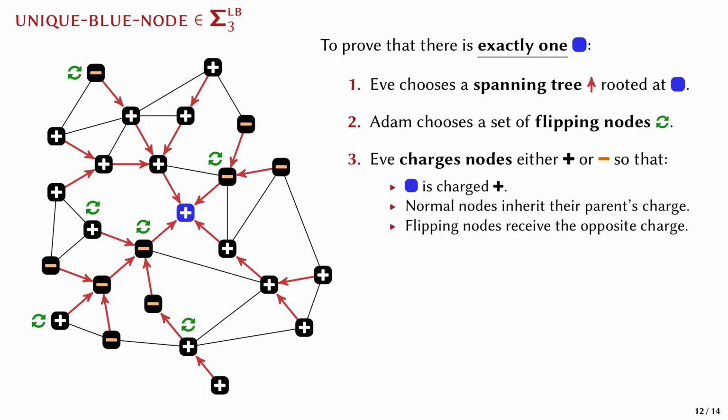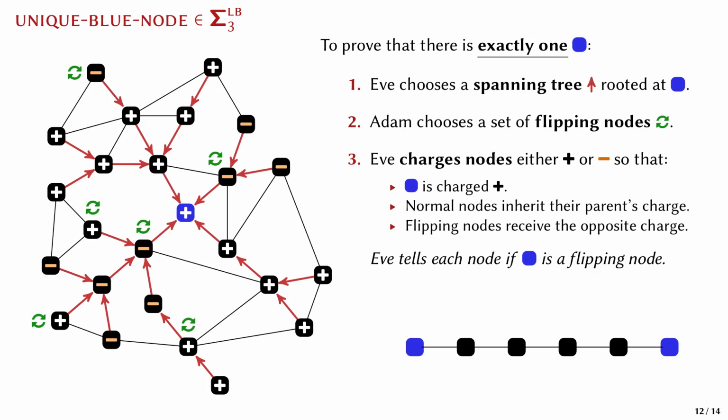Well, actually that's quite easy. In the last round, where Eve assigns charges to the nodes, we now require that she also tell everybody if the root is a flipping node. So that's just an additional bit of information that she must give each node. But it solves our problem. If there is exactly one blue node, then Eve still has the same winning strategy as before. But now, if there are multiple blue nodes, Adam has a winning strategy.